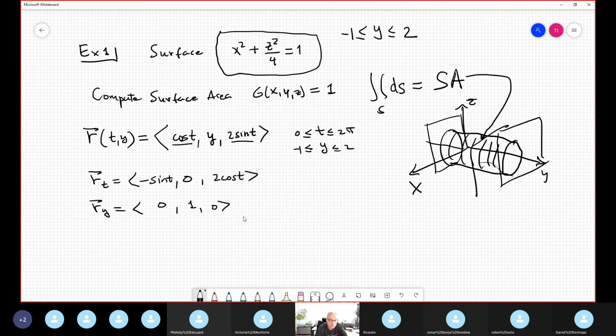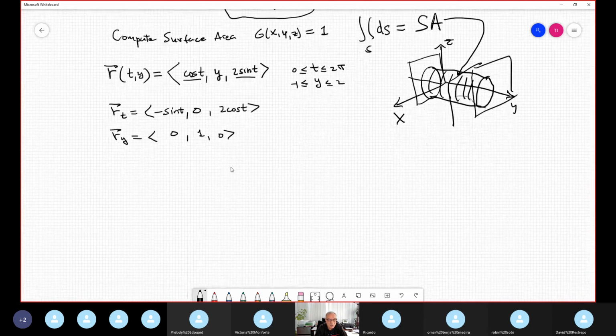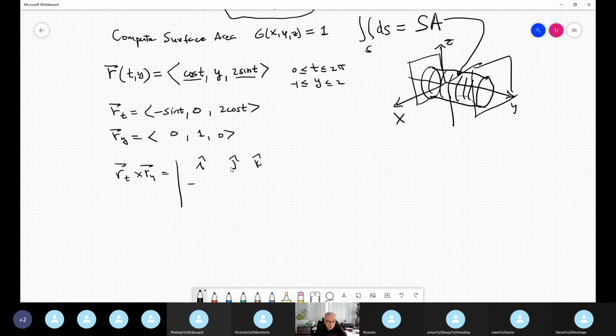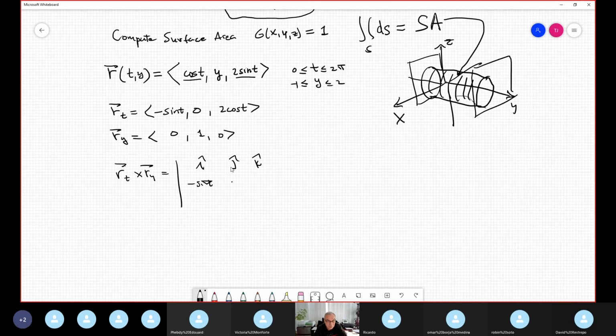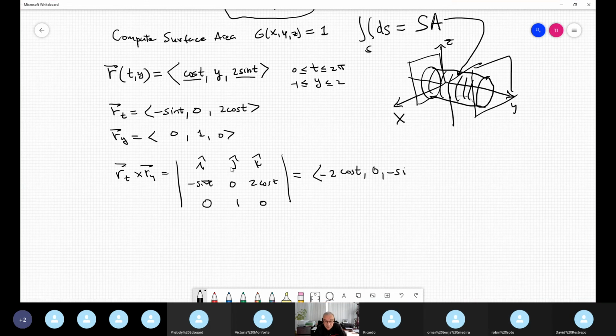Okay. Now cross product. Always the same. Cross product is cross product. It's cross product R_T cross R_Y, which is the determinant with I, J, K; minus sine T, 0, 2 cosine T; 0, 1, and 0. Now I perform the determinant. I omit that part. The answer is minus 2 cosine T, comma 0, comma minus sine T.